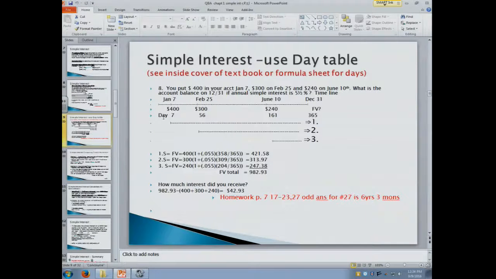I want you to pause a minute and do number 8. You have to do 3 different future value equations to solve that. And you'll notice on my PowerPoints that I write down the homework in red at the bottom of some of the slides.